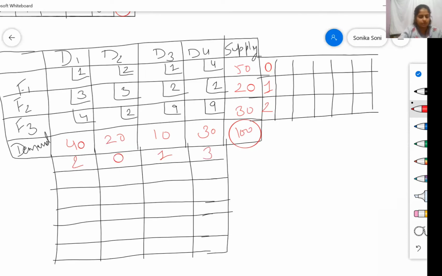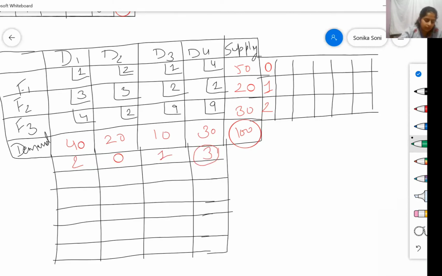Now we have to see which of these penalties is the highest. We can see that 3 is the highest penalty here. So in that column, we have to see which has the lowest cost. We have F2D4, 1 as the lowest cost. So we have to start allocation in 1.